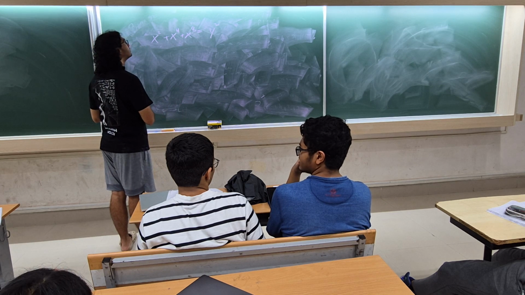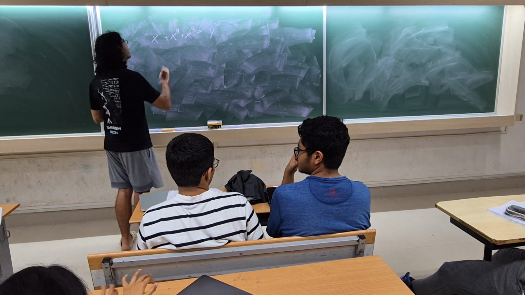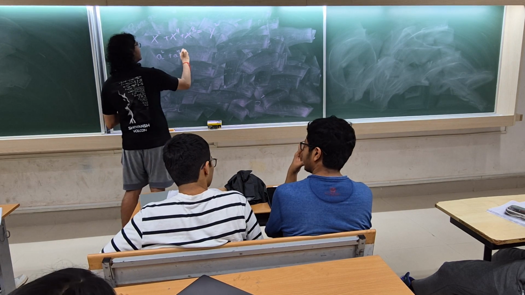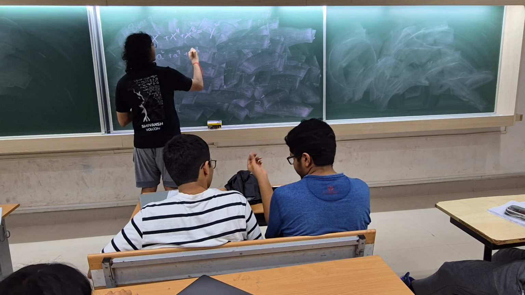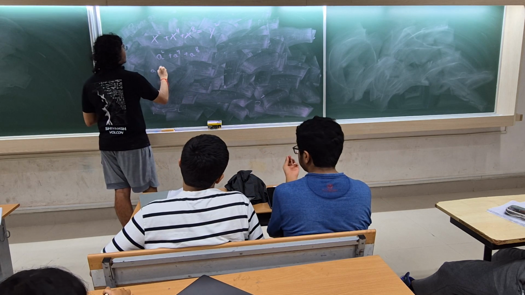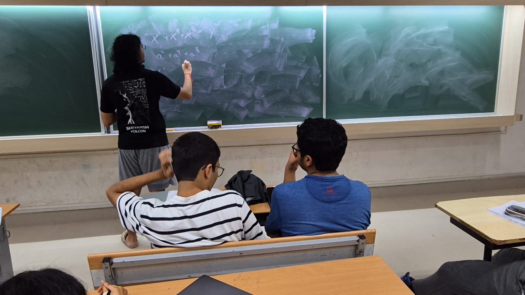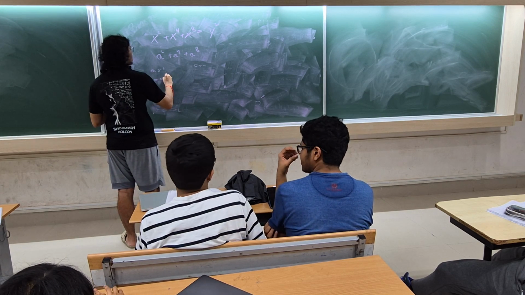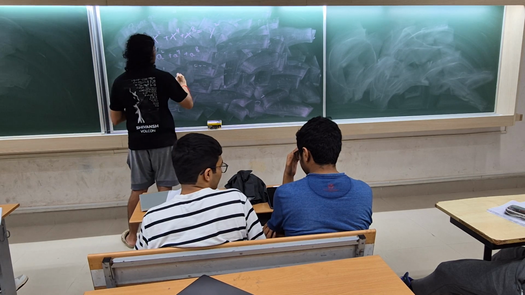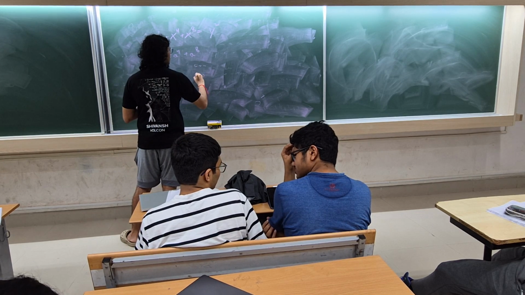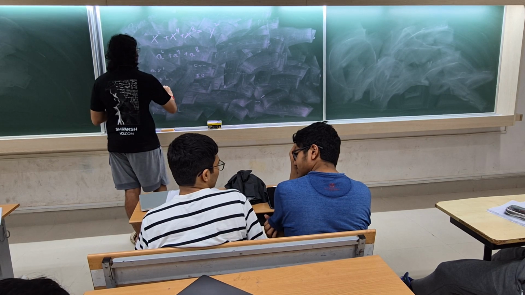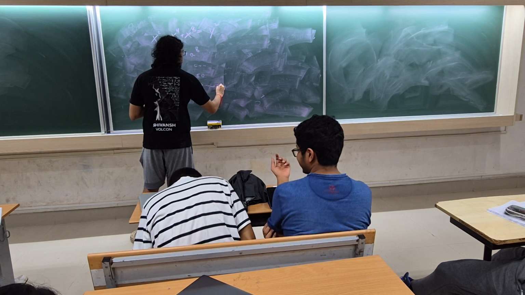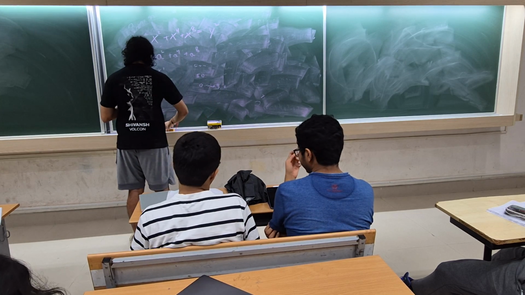Where was I? So if a is equal to 1 mod 3, then this is equal to 0 mod 3. If a is equal to 2 mod 3, also equal to 0 mod 3. And if a is equal to 0 mod 3, this is also 0 mod 3. Now let's look at the next one.